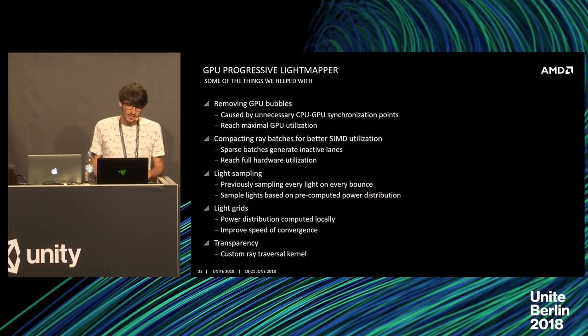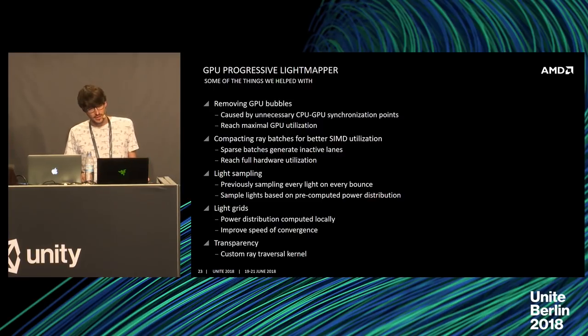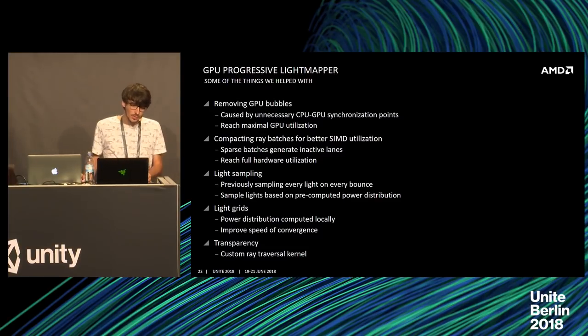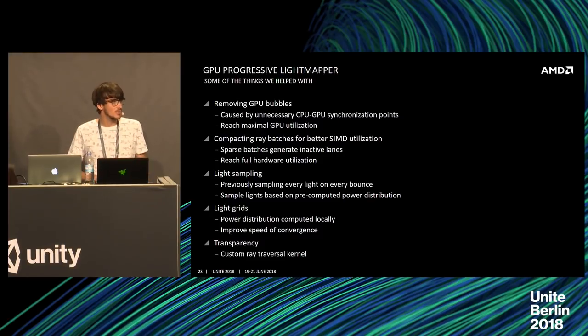One of the very first things that we realized when we started to profile the Unity code is they had lots of GPU execution bubbles. That's to say that the GPU command processor is idle because it doesn't have any more commands to process. And that's not because the light maps have completed or anything. It's because the CPU is not sending those commands fast enough and therefore starving the GPU. So these were caused by unnecessary CPU-GPU synchronization points, which we got rid of and managed to reach maximal GPU utilization. So that is, keep the GPU busy 100% of the time.